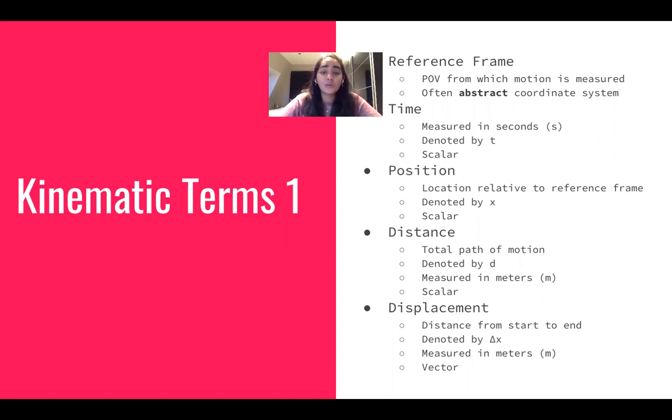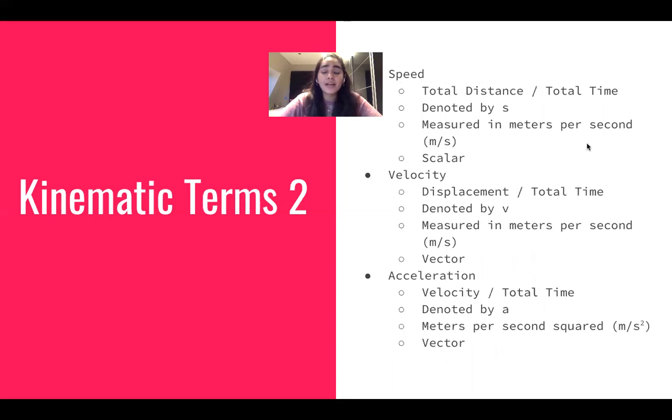Distance is the total path of motion. It's denoted by the letter d most times, measured in meters, and it is a scalar. Displacement is the change in position, or distance from start to end. It's denoted by delta x, because position is denoted by an x, and displacement is the change in position. It's measured in meters, and it is a vector because you can go backwards, which signifies a negative. And now, speed, velocity, and acceleration.